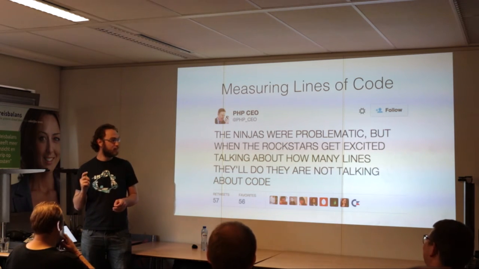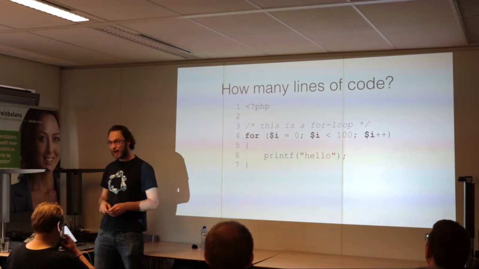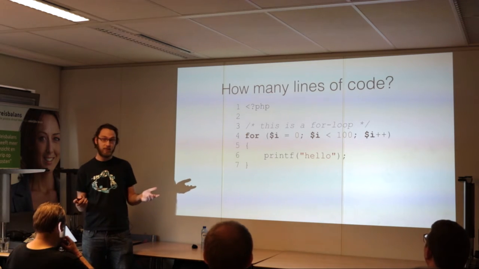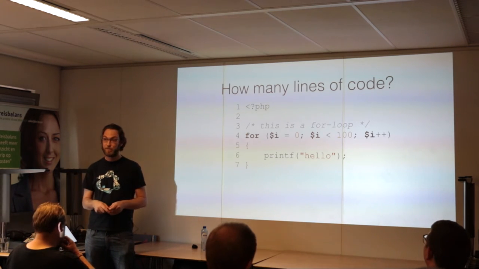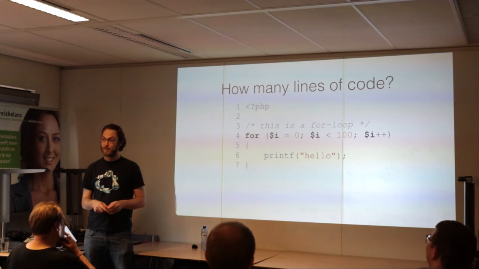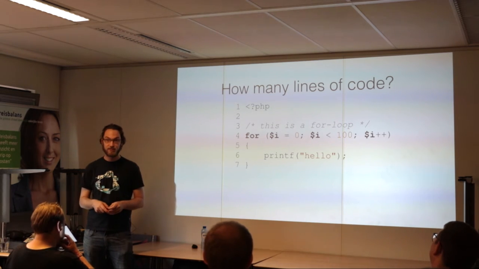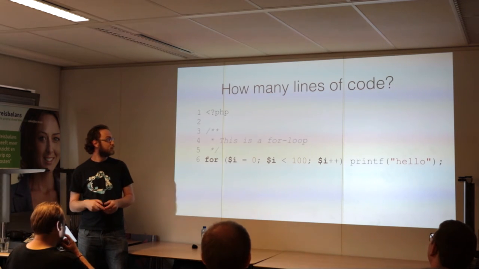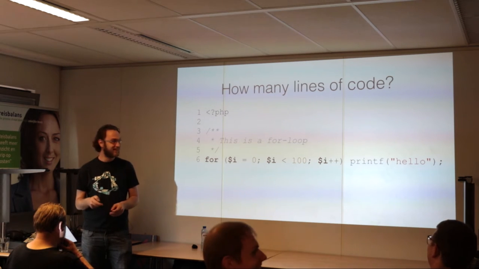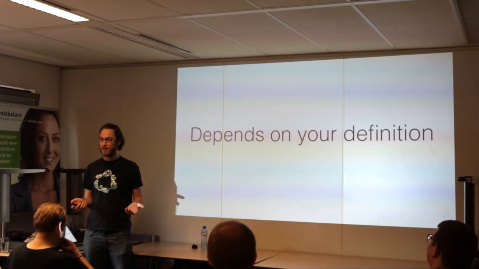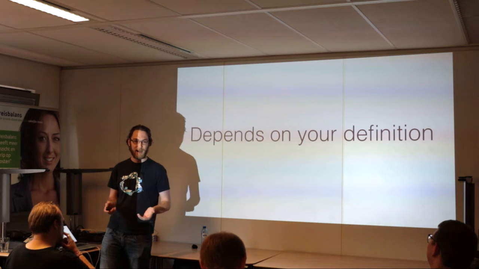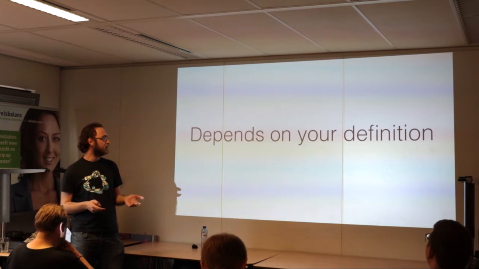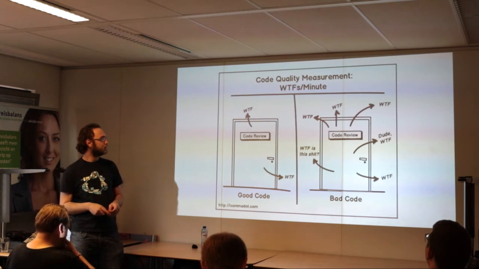So, measuring lines of code. Can anybody tell me how many lines of code this is? 7? 6? 5? 4. And this? 1. Yeah, well, it pretty much depends on your definition. What do we mean when we have a line of code?